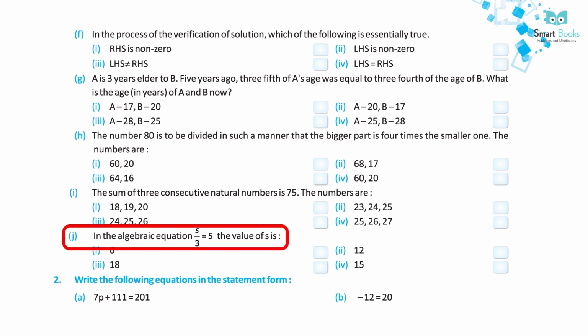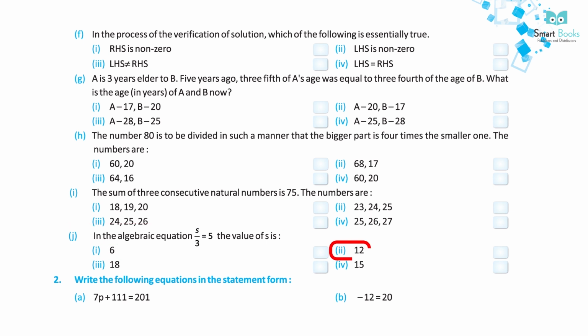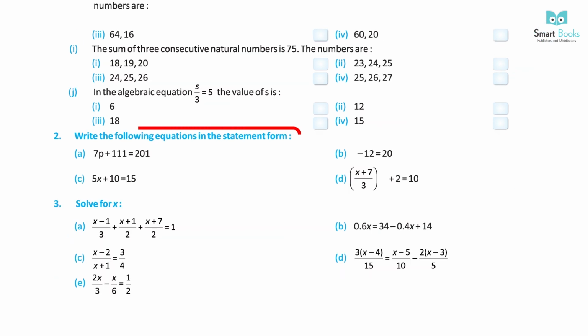J. In the algebraic equation, s upon 3 equals 5. The value of s is first, 6, second, 12, third, 18, fourth, 15. Solution. Fourth, 15.